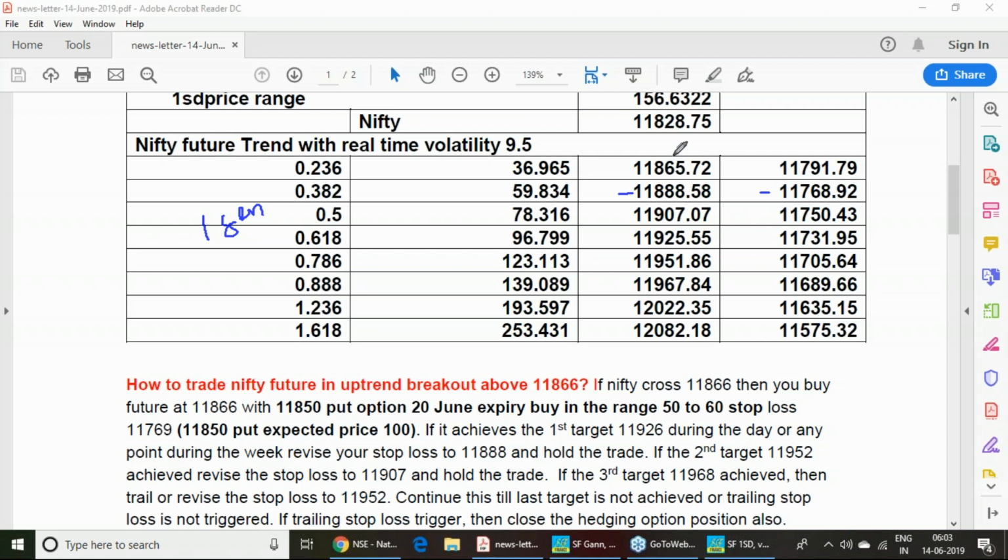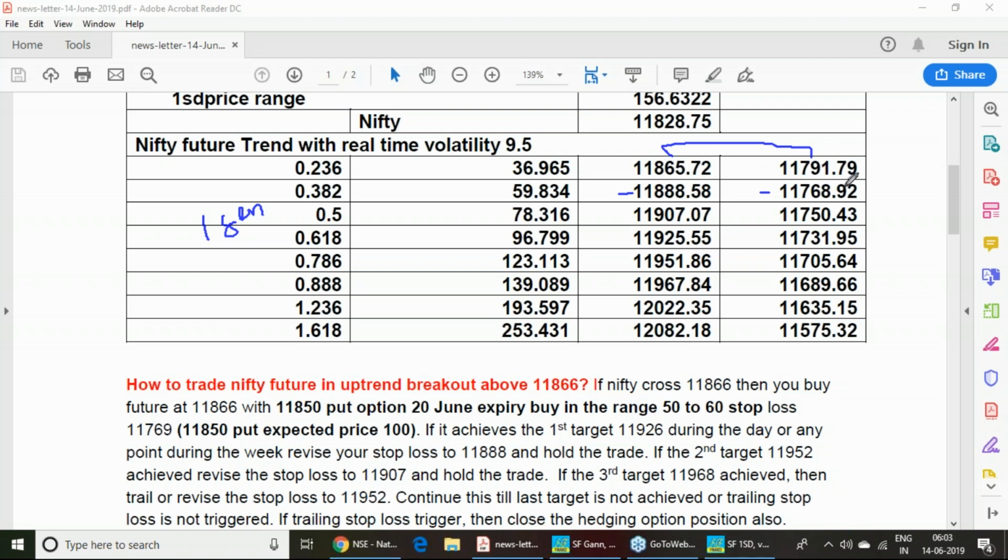However, if it closes in between 11,766 and 11,792, then it has neither given you a positive trend closing nor a negative trend closing. It is a range bound closing. Once that kind of range action is there, you have to see what has happened on 17th, because that day it is neutral. On 18th, if it is closing between these values, it is a neutral day.